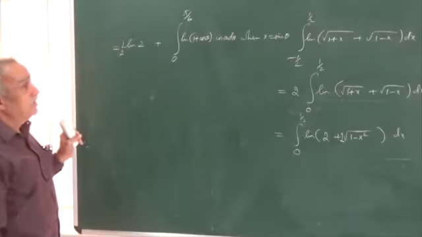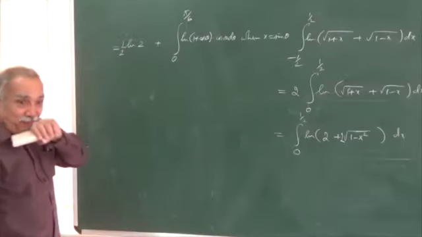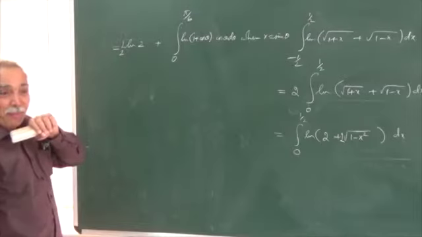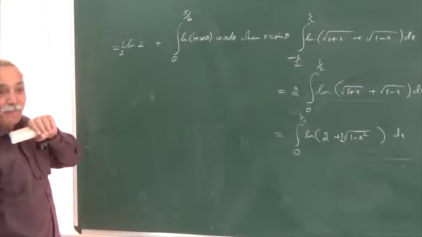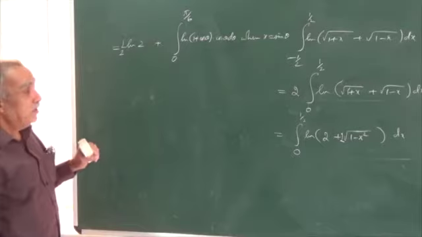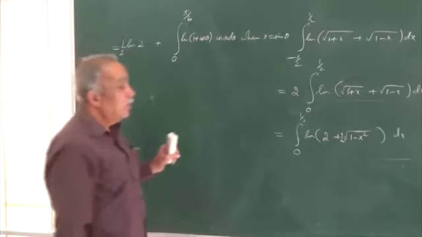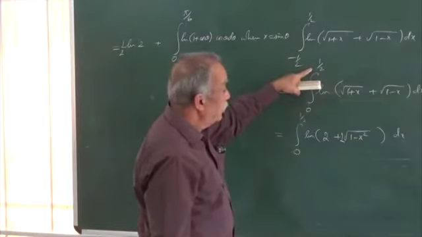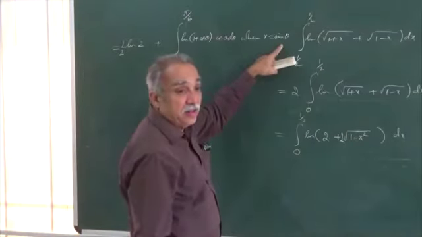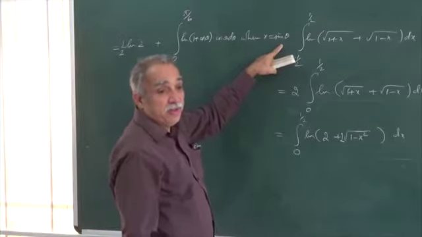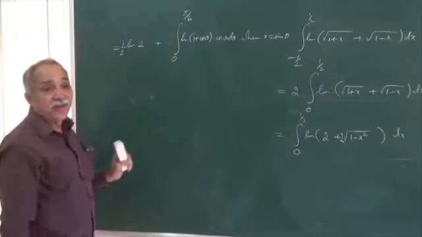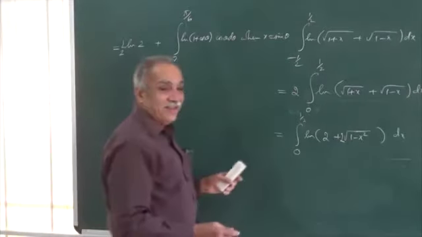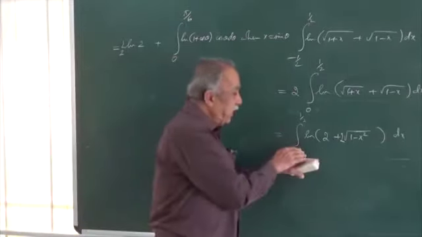What next? Pi by? Are not our limits 0 and half? Yes. When x is sin theta, it can't be pi by 2, it must be pi by 6. Okay. Up to this step, I have no objection.